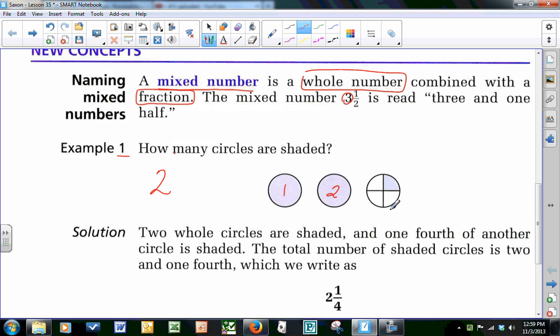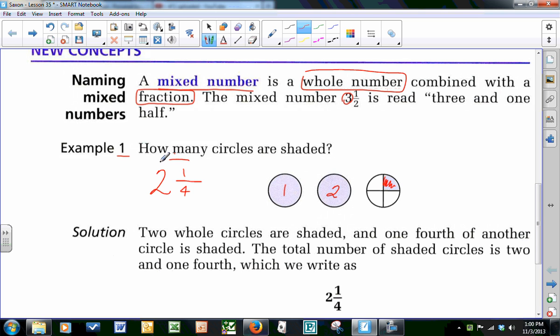And then you see there's one more circle, but it is not completely shaded in. It has 1, 2, 3, 4 parts to it. It has 4 little pieces. And so we're going to have to write a fraction for this. So the denominator is how many parts are in the whole shape. And we said there were 4. And the numerator would be how many parts are shaded in. And we can see that's right here, and there is one piece shaded in.